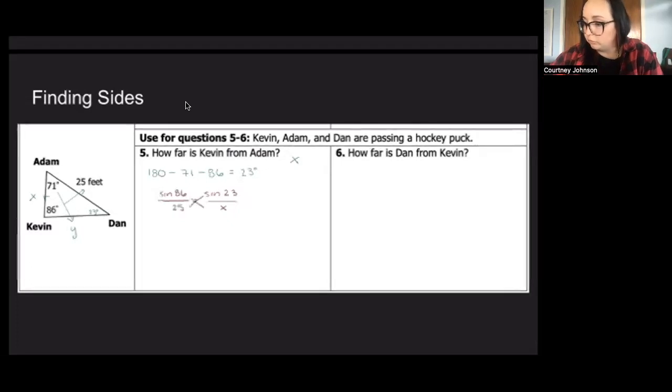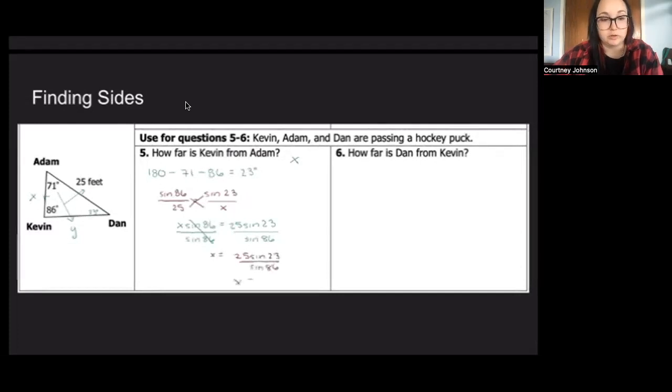And if we cross multiply, we will be able to set up a simpler ratio of X sine 86 equals 25 sine of 23. And same thing, just like we did before, we're going to divide by that sine of 86. And that will cancel our lovely sine of 86 on the left-hand side. On the right-hand side, we are left with 25 sine 23 over sine of 86. And if you put that in your calculator, we get that their distance is 9.8 feet. And we know it's feet from the feet it gave us for the 25.